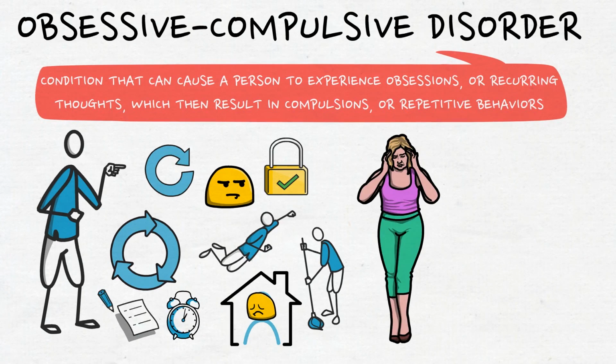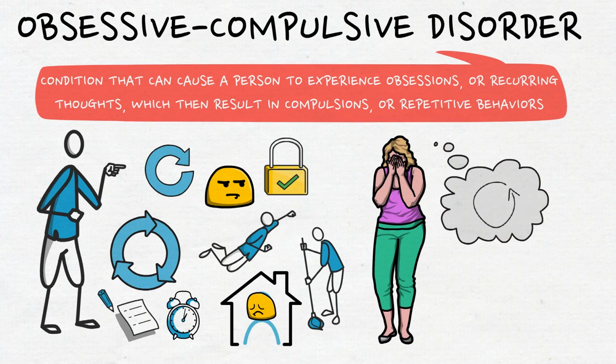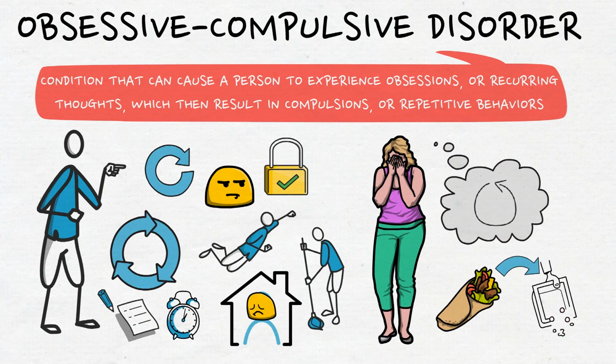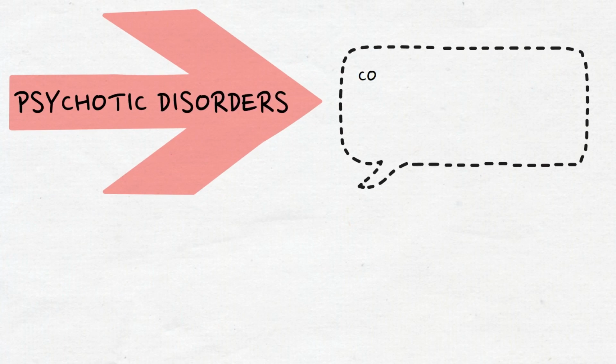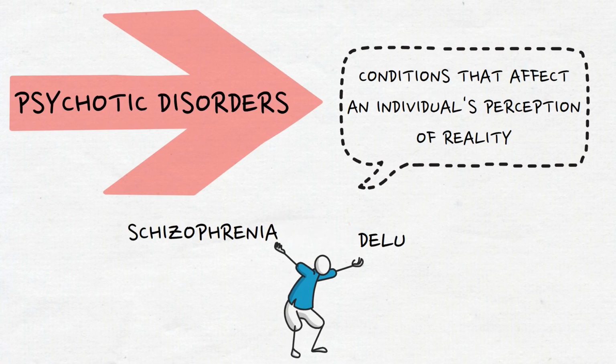Anxiety is a common feeling associated with OCD, leading to panic attacks or constant fear. The repetitive thoughts associated with OCD can be distressing and challenging to control, potentially leading to depression. Additionally, some people with OCD might develop food aversions or restrictions as a way of gaining control over their obsessive thoughts. The second broad category of psychosocial disability is psychotic disorders. These are conditions that affect an individual's perception of reality, such as schizophrenia and delusional disorder.